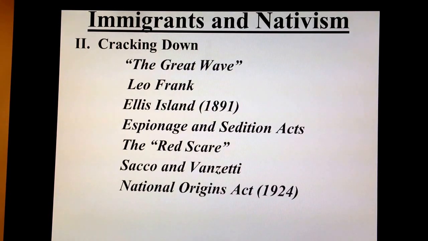Alright, so in some ways for the nativists, this is a battle against diversity. And as we'll see by the 1920s, they think they've won.